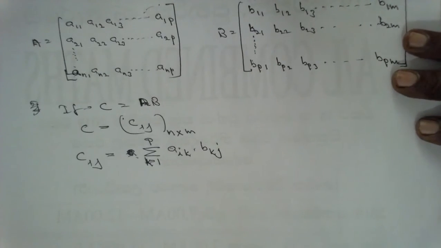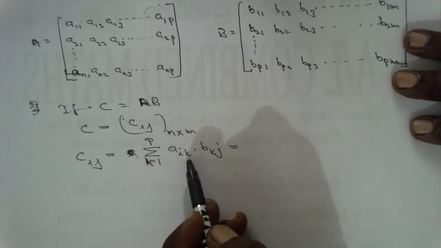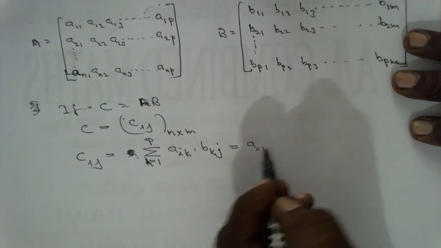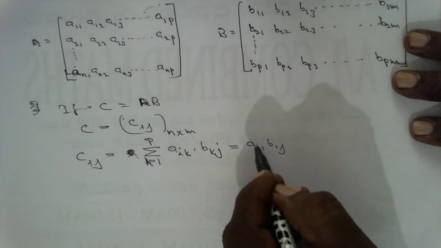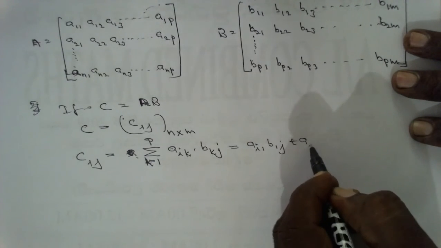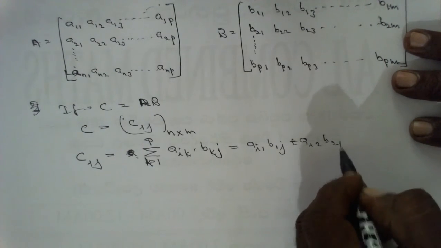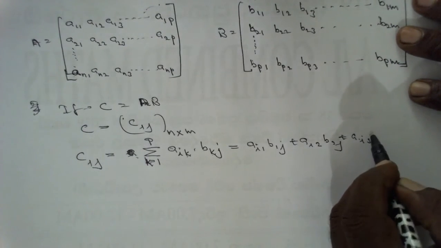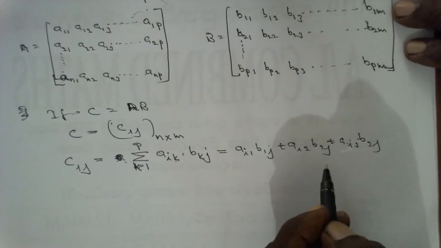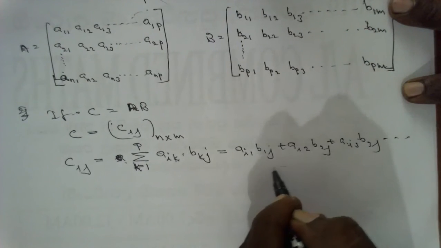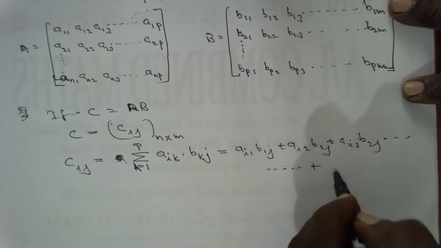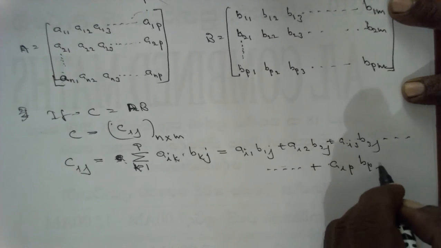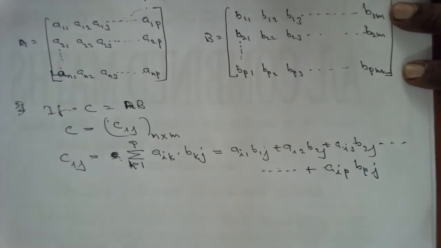Now, how do you expand this? Instead of k, if you put k equals 1, you get Ai1 B1j, plus Ai2 B2j, plus Ai3 B3j, like that. You know how to expand this, no? Then what is the last element? AiP BPj.